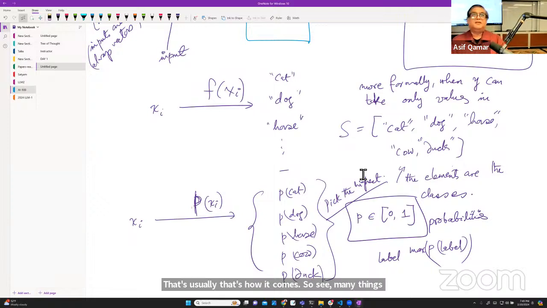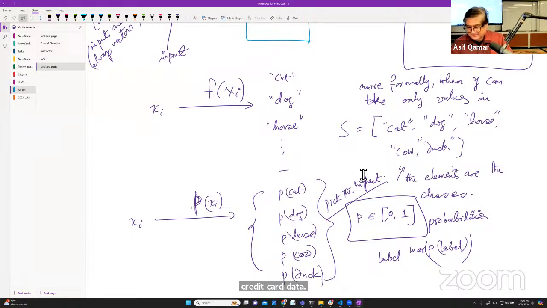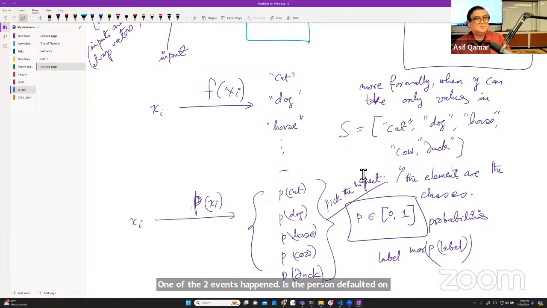See, many things work this way. For example, you sometimes think about it this way. You get data that shows that for somebody with this income level, this purchase history, and this credit card data, the question is: did this person default on the loan or not? Or a mortgage or credit card loan. So you get the answer in very discrete terms. One of the two events happened: either the person defaulted on the loan or did not default on the loan.